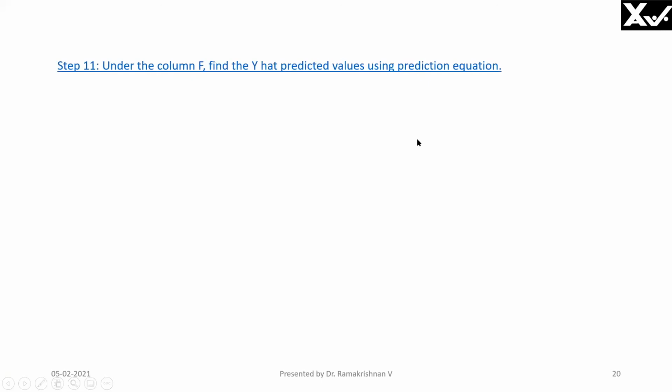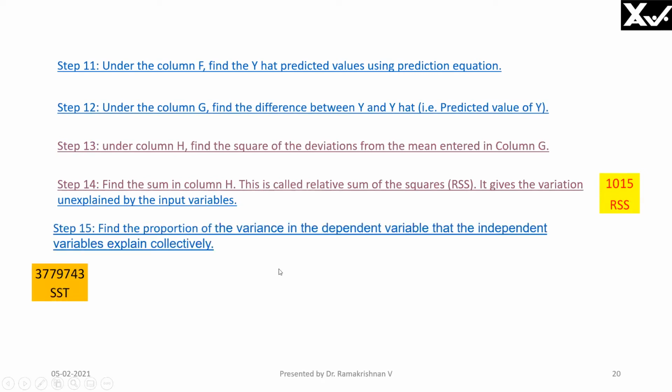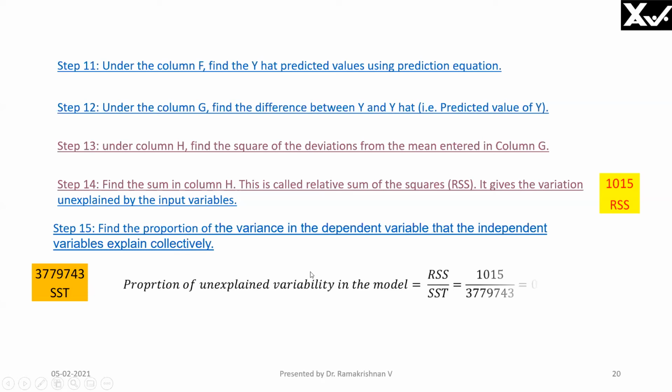Under the column F, find the Y hat. This is what we have done. 1015 we have got it for one data set. Proportion, this is nothing but RSS by SST. This is the dependent variable that the variables can explain collectively, right? That is 1 minus RSS by SST, right? Okay, this is the value.